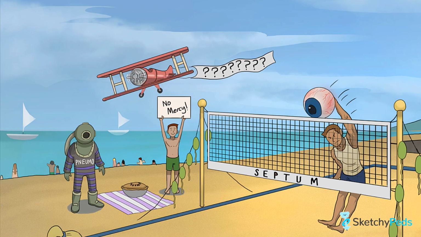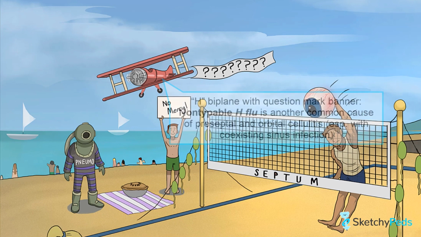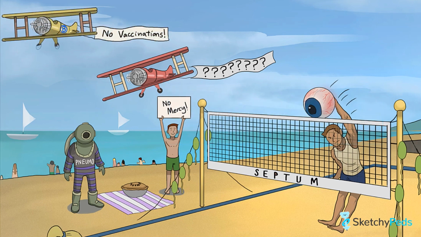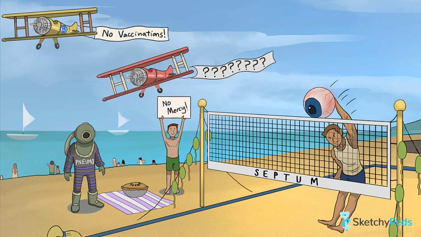Non-typable Haemophilus influenzae, shown here by our H biplane with question mark banner, is an important cause of both orbital and preseptal cellulitis. Again, especially in the setting of coexisting sinusitis. Hib, Haemophilus influenzae type B, used to be a super important cause of both preseptal and orbital cellulitis, but thanks to vaccines, it's much less commonly seen now. It's represented by our H biplane with its no vaccines banner. Remember to consider Hib cellulitis in your patients who are unimmunized or partially immunized.